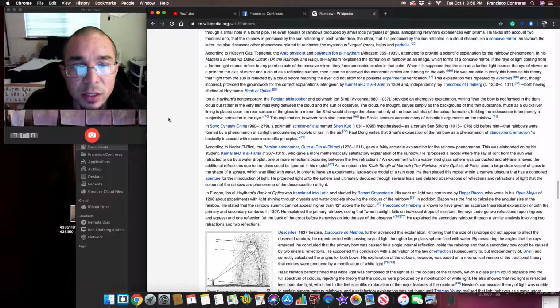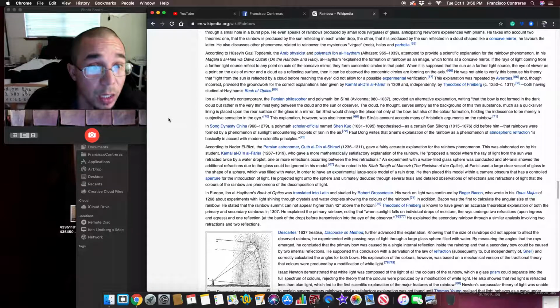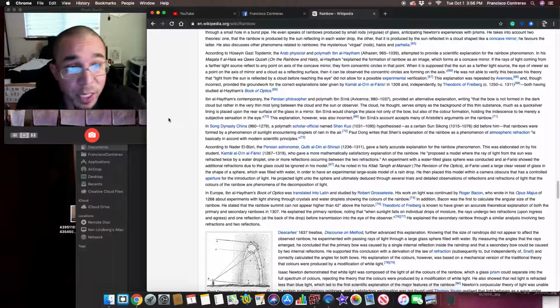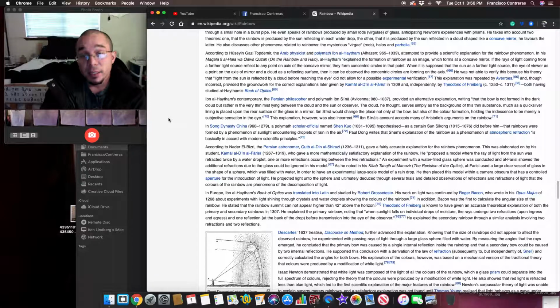Ibn Sina would change not only the place of the bow, but also the color formation, holding the iridescence to be merely a subjective sensation in the eye. This explanation, however, was also incorrect. Ibn Sina's account accepts many of Aristotle's arguments on the rainbow.